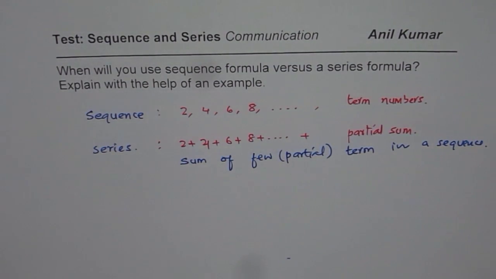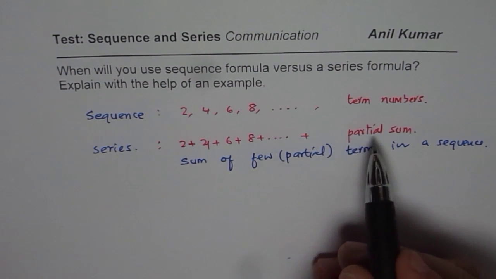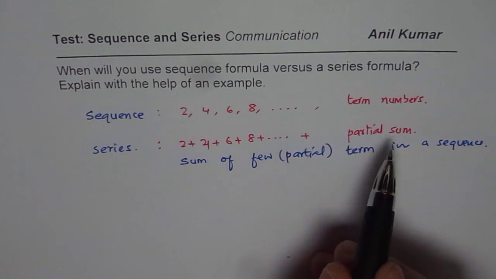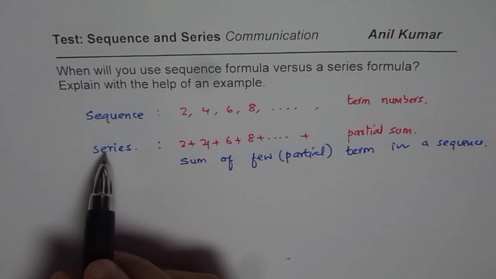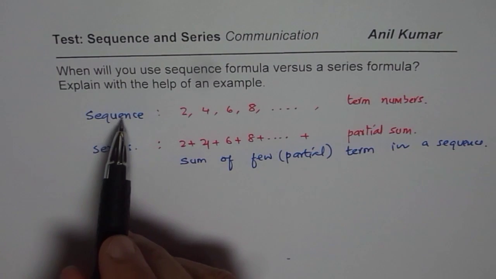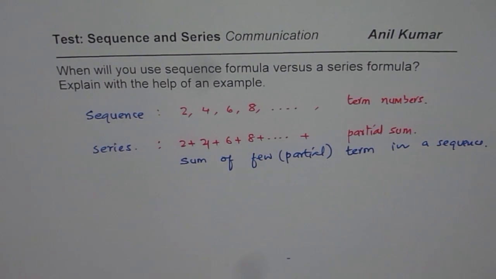Now sequence could be arithmetic or geometric or whatever. In both the cases, whenever we refer to sum, in that case we are referring to series, and whenever we refer to the terms, we are referring to the sequence. So that is how they are different.